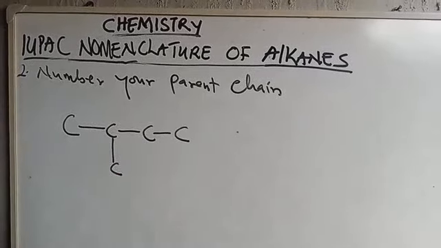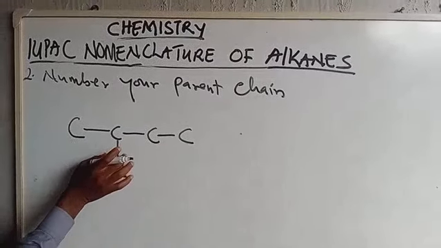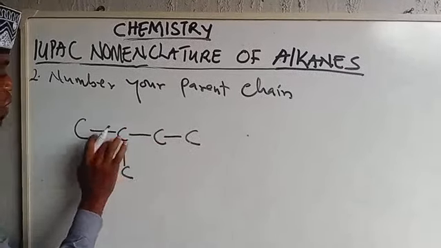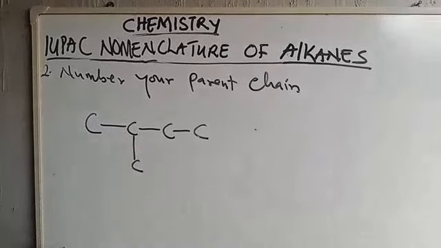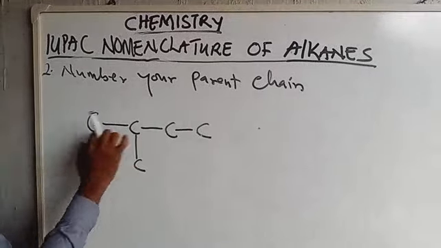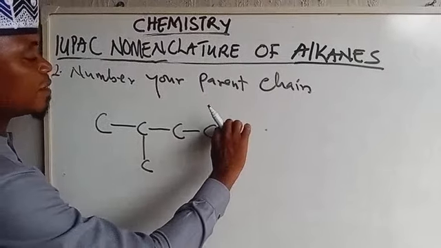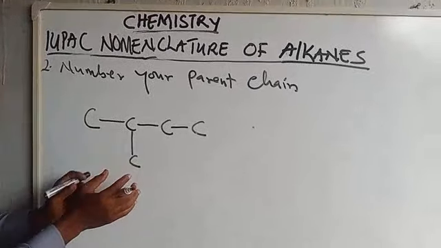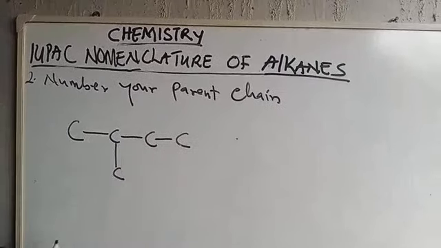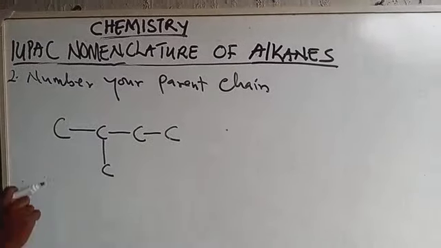Now the rule is to number from the side that gives the side chain the smallest possible number. So if you consider the longest chain as the parent, the parent will always want to keep the child close to itself. So if you consider this as the parent, you consider this as the child. The child must have the least number.